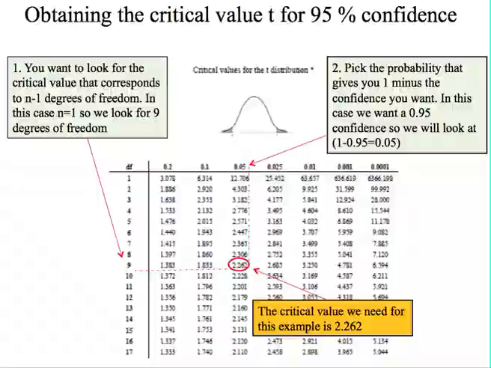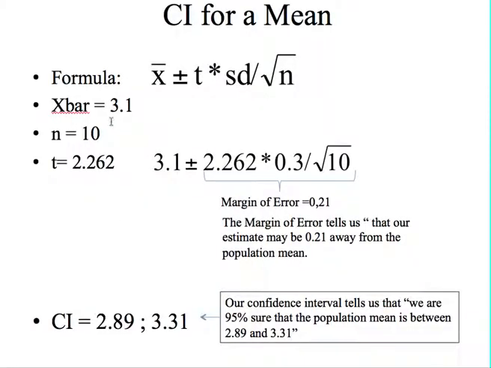Okay, so continuing with our example, we have that our standard deviation was 0.03, our mean was 3.1, the t that we got from the table is 2.262, and then n was 10, right? The sample size was 10. This part of the formula gives us the margin of error, which in this case is 0.21.